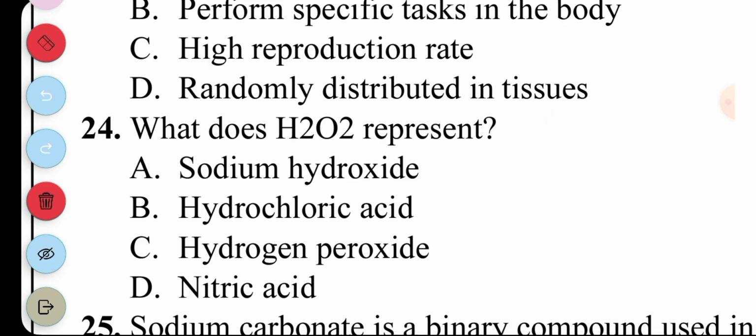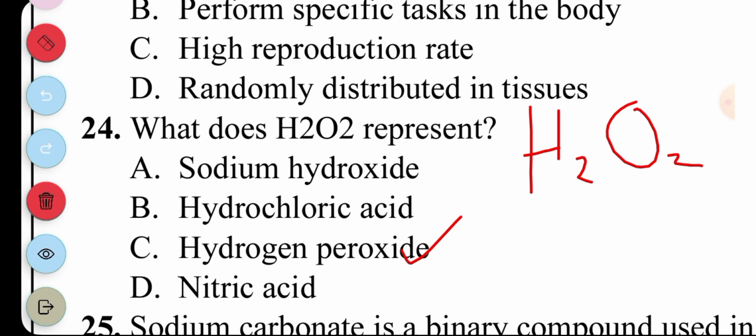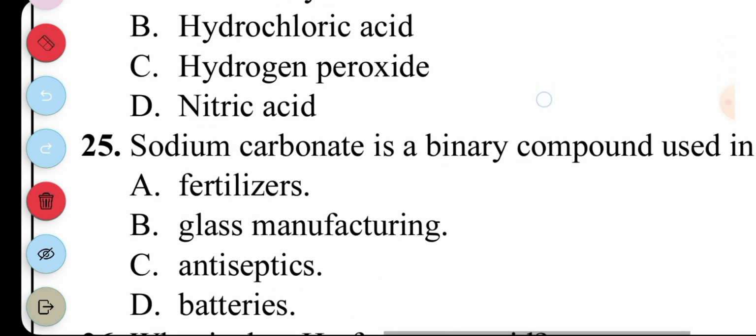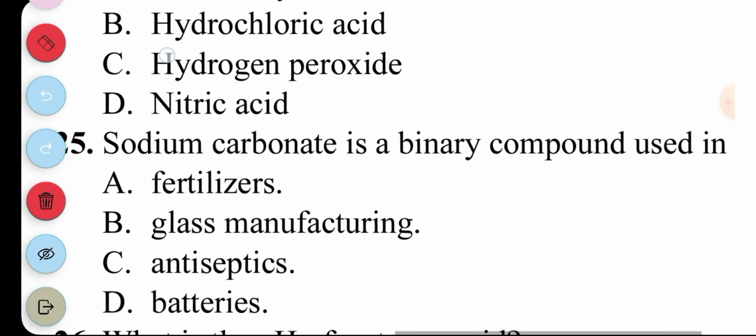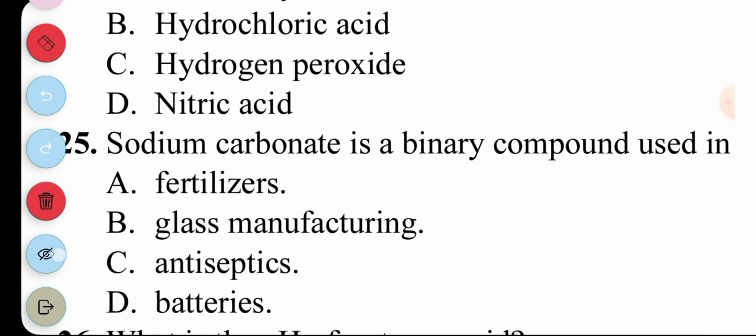24. H2O2 represents hydrogen peroxide. So the answer is C. 25. Sodium carbonate is a binary compound used in glass manufacturing. So B.